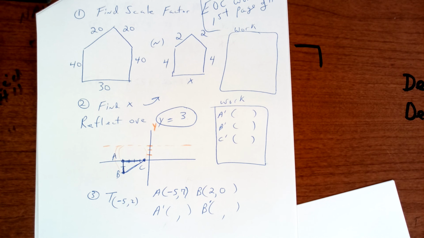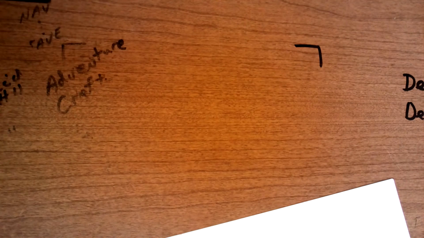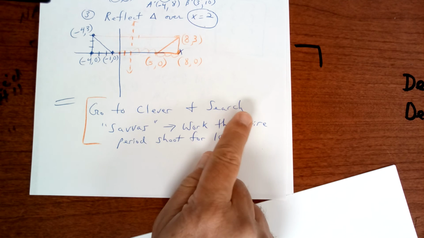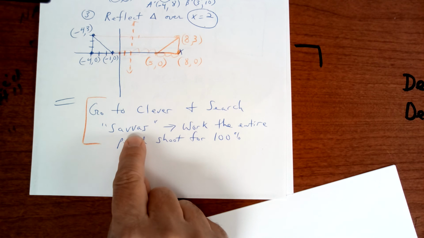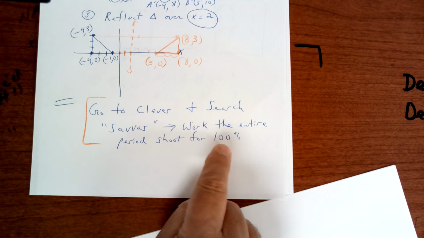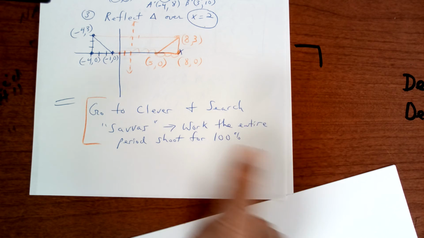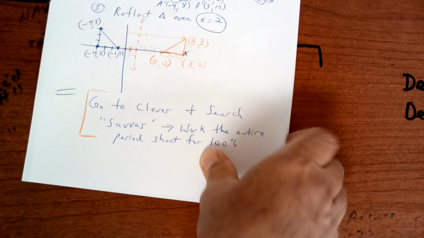Okay, so now we're going to move to working on Savvas. So go to Clever, and there should be a search bar. Type in Savvas, click on it, and start working, and I want you to work the entire period. If you miss something, go back and redo it and try to get 100%. Remember, those grades are going to count, and this is practice.